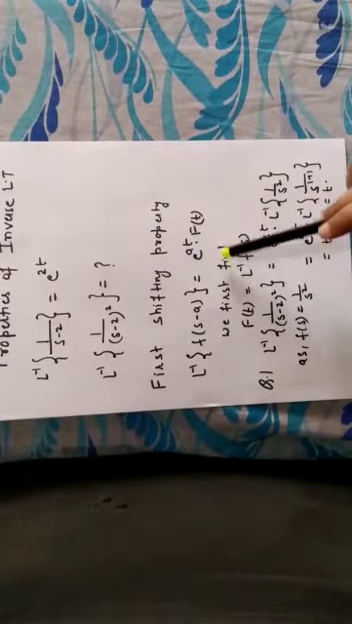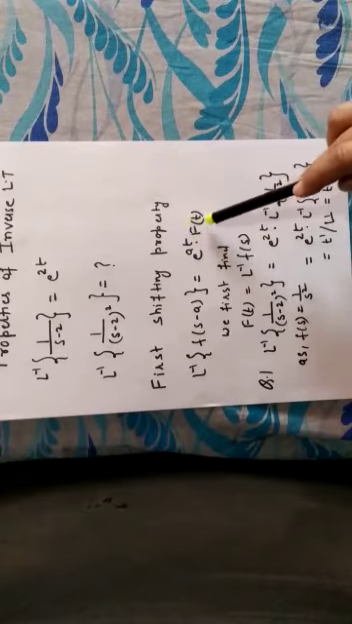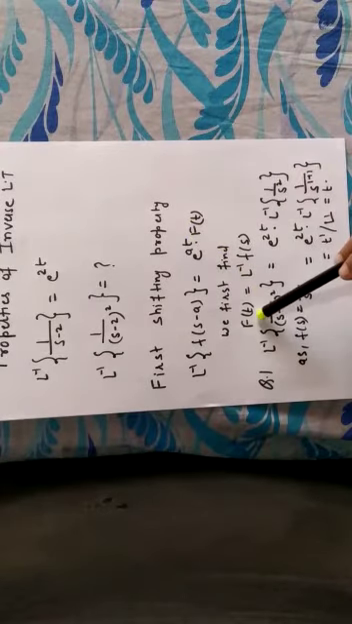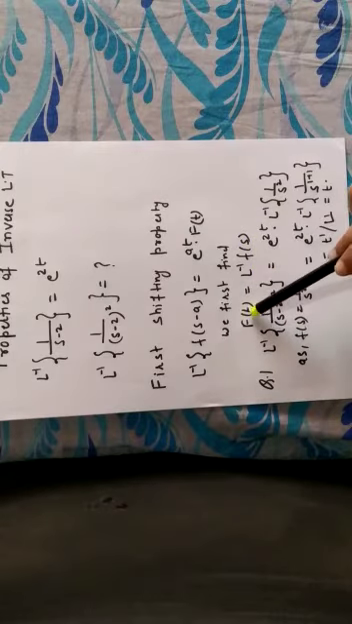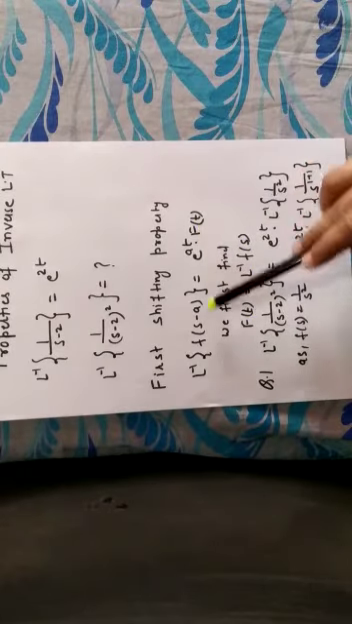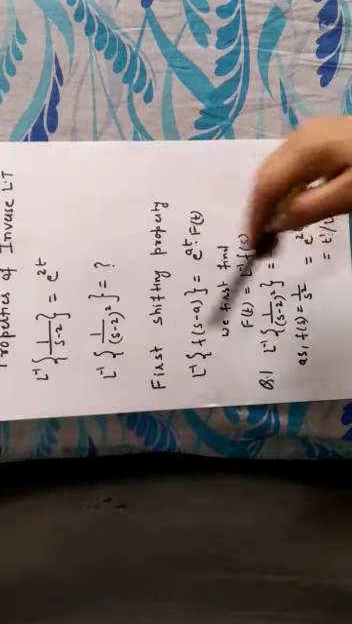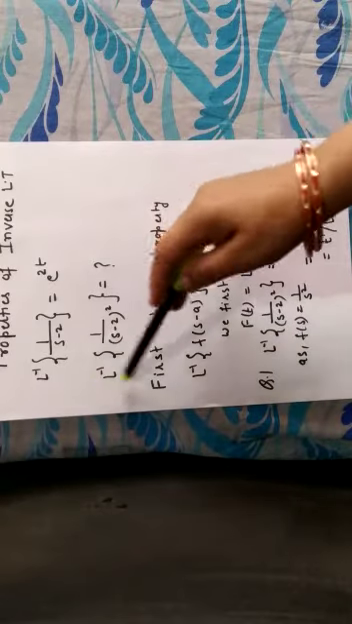So what we have to do is first find out this function f(t), as we know that f(t) is L inverse of f(s). After finding this f(t), we put it here, and hence we can find out L inverse of a function of s minus a. For example, from the previous question, we have to find out L inverse of 1 upon (s minus 2) whole square.